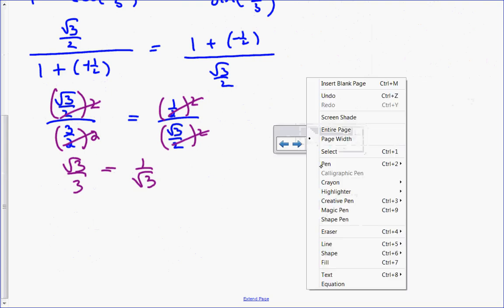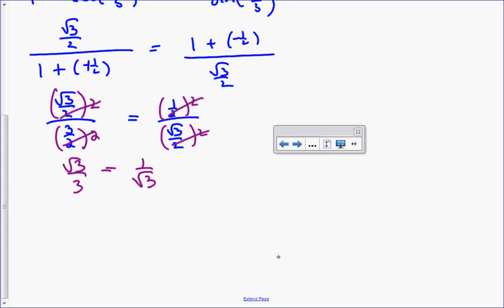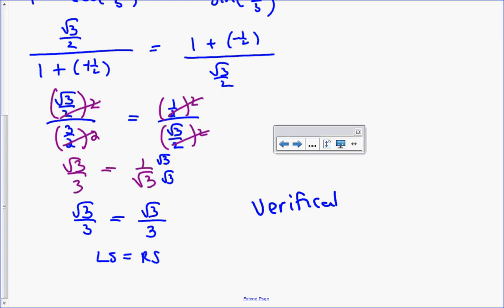So all I have to do on the right-hand side is rationalize my denominator. I'll multiply top and bottom by root 3. So I have root 3 over 3 here, and then 1 times root 3 over root 3 times root 3 is 3. So I have verified that the left side equals the right side for 2 pi over 3, but I want you to remember that verification is not equal to proof. What we've done is say it might be an identity. It's true certainly for 2 pi over 3, but we don't know if it's true for all values.